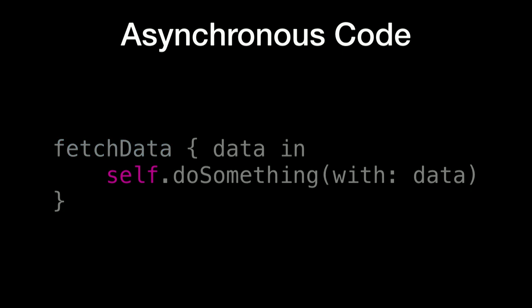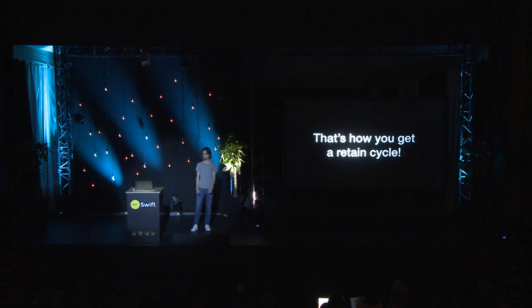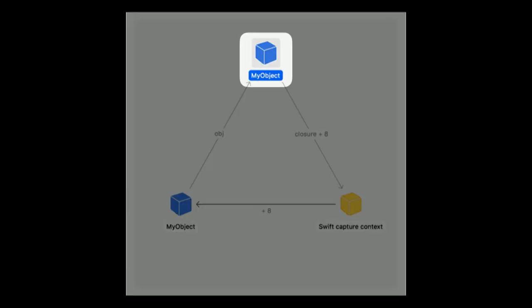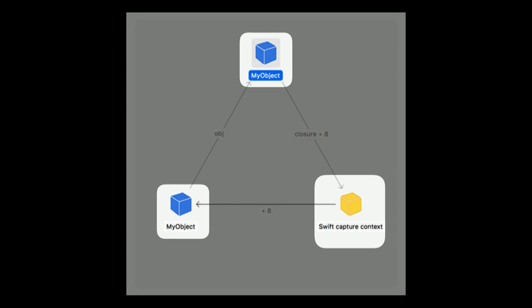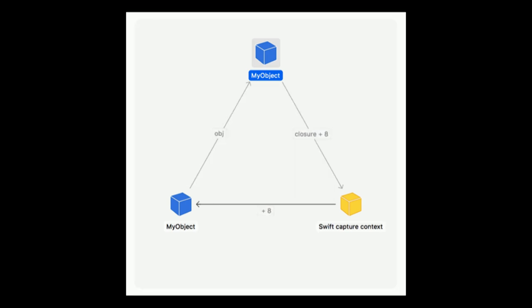No. Because, oh, we've captured self. And when you're an iOS developer, you know this is a danger zone. Because that's how you can get a retain cycle. If you don't know what it is, a retain cycle is like this. You have an object. This object either directly or indirectly retains a closure. The closure retains the object. And this way, in memory, you have a cycle. And this is how you get a memory leak. So this is definitely not what we want in our application.